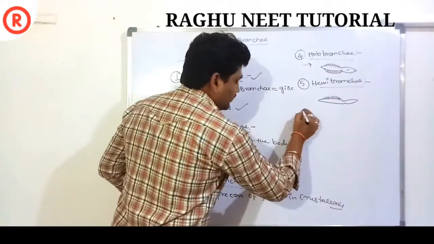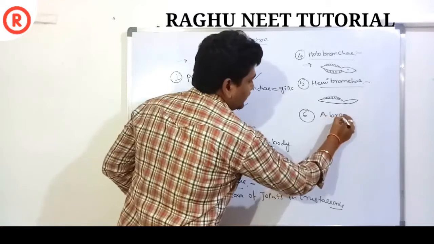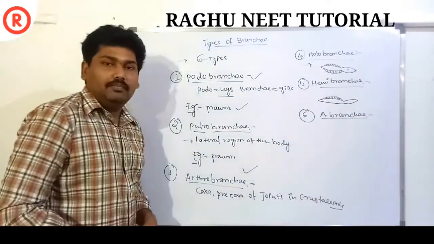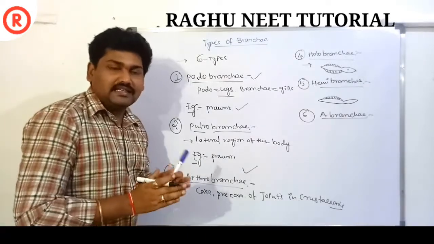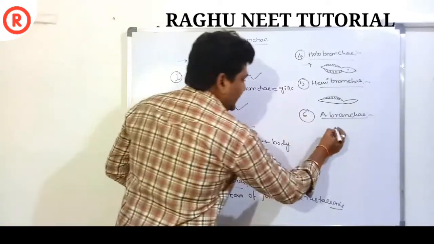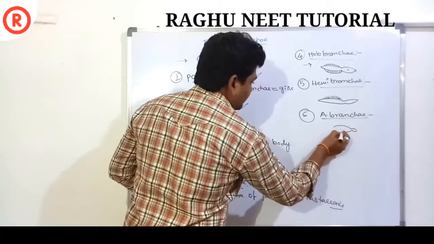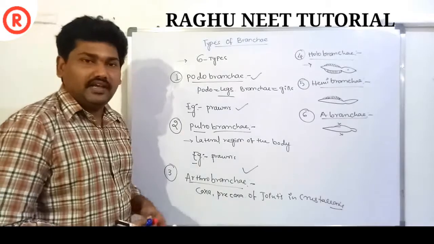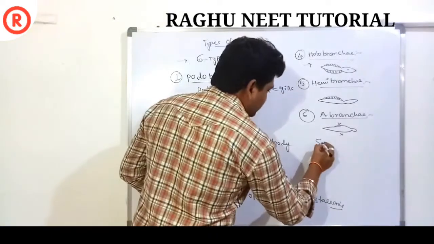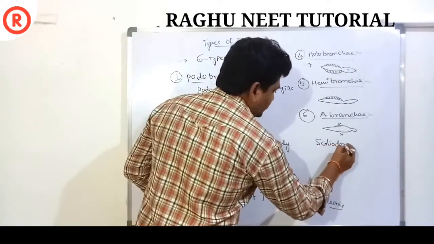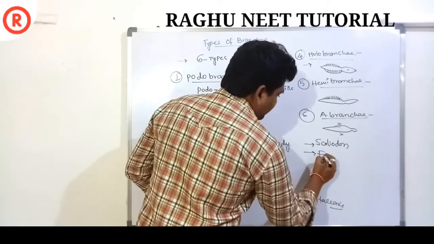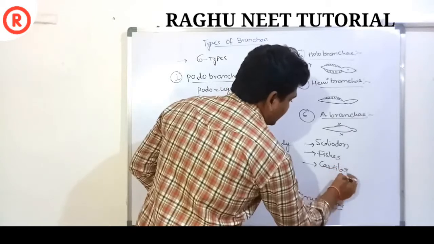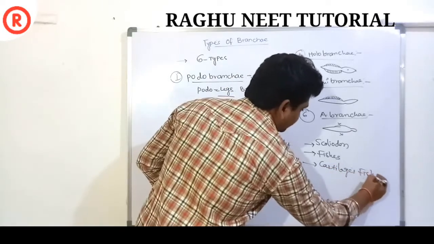Next one, abranchiae. What is the meaning of abranchiae? A means absence, branchiae means gills. The branchial arch is completely without gills, meaning there are no gills on the branchial arch. This type is known as abranchiae. Example, Scoliodon, shark fishes, cartilaginous fishes, and so on.